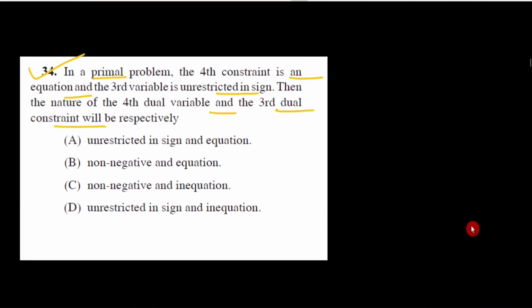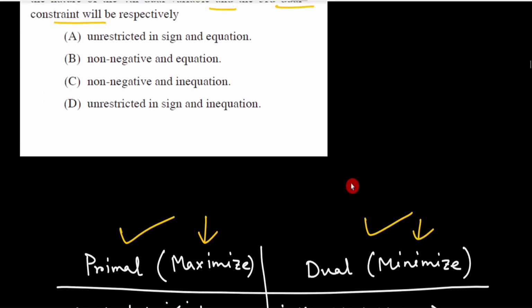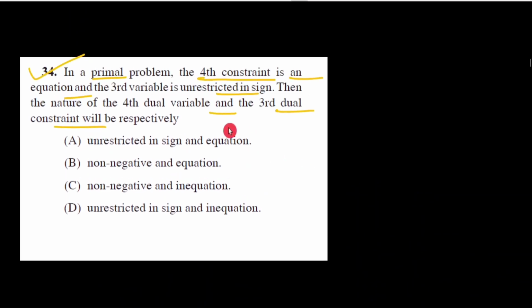Now here it is given that the fourth constraint is an equation, therefore from this table the fourth variable must be unrestricted in sign, and the third variable is unrestricted in sign, which implies the third constraint is an equation. Therefore clearly here option A is correct.